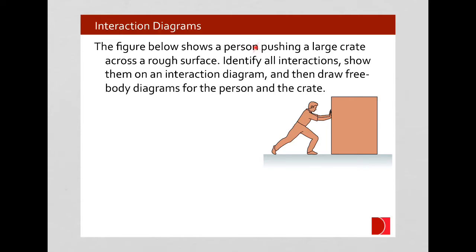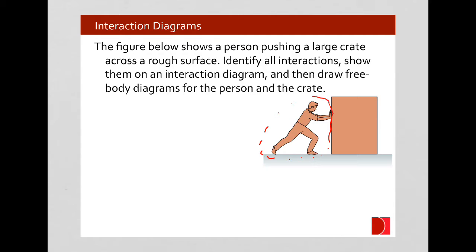Here we see a person who's pushing on a large crate across a rough surface. Here a rough surface implies that there'll be friction involved. We want to identify all the interactions, show them on an interaction diagram, and draw free body diagrams for the person and the crate. When we want to identify the interactions, we can treat this situation similar to what we did in a force identification diagram.